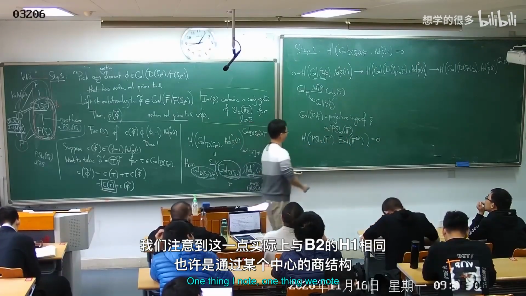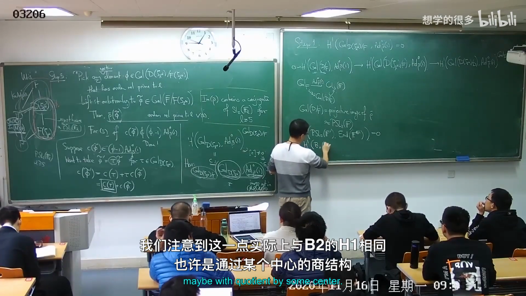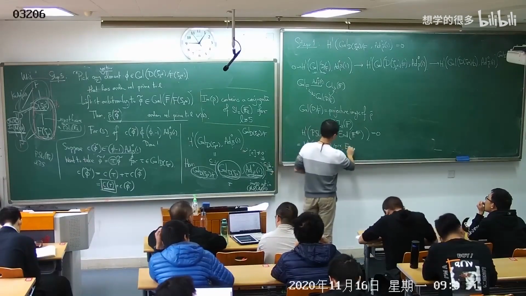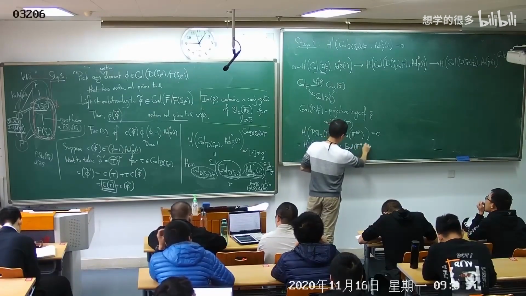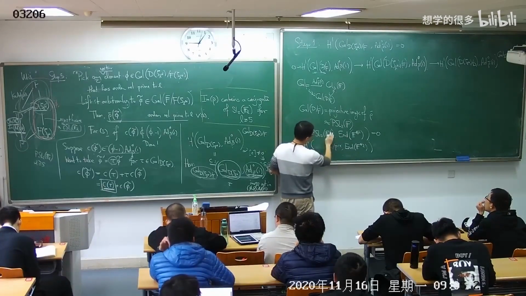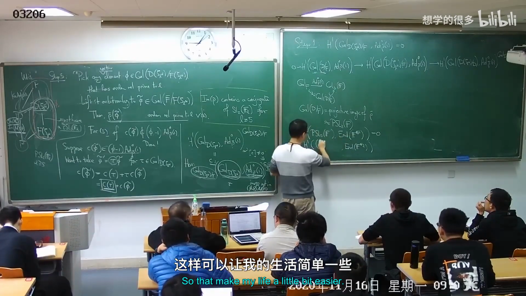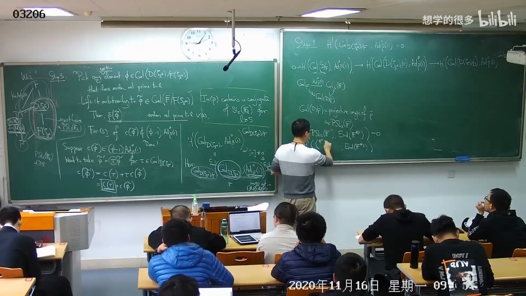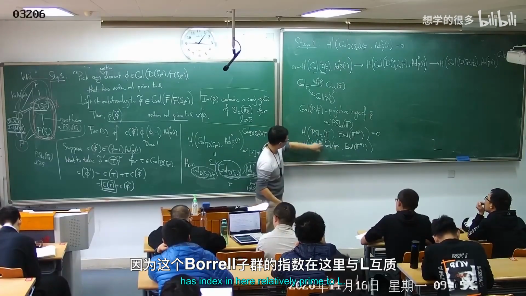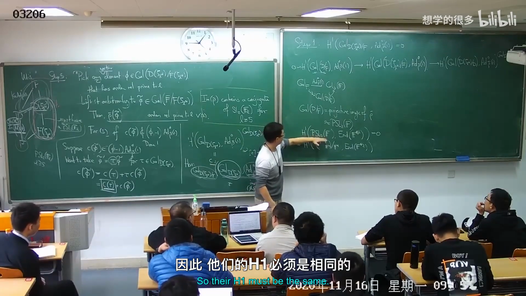One thing we note is that this is the same thing as H1 of B2, maybe with a quotient by some center. Oh, quotient by some center, I guess. So let me ignore the F prime thing. So let's just say it's all F, so that makes my life a little bit easier. Because this Borel subgroup has index in here relatively prime to L, their H1 must be the same.